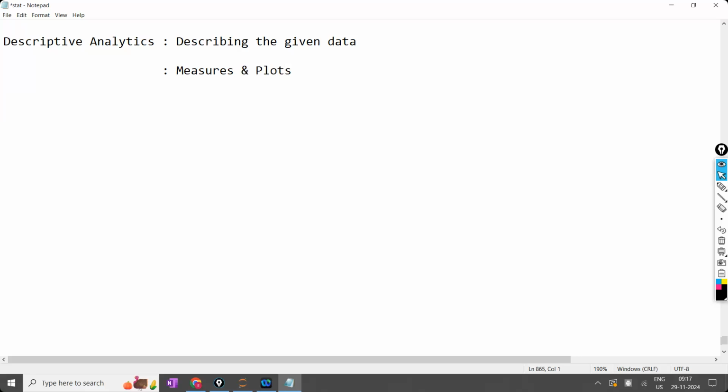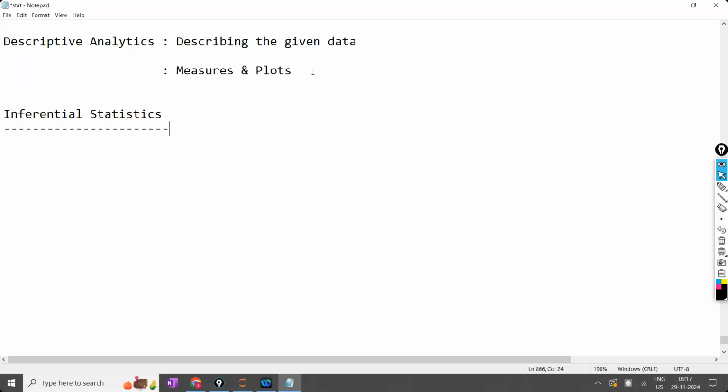Now we are going to do inferential statistics. Next one is inferential statistics. What is meant by inferential statistics? It means you are inferring. What are you inferring? You are inferring the population based on the sample.